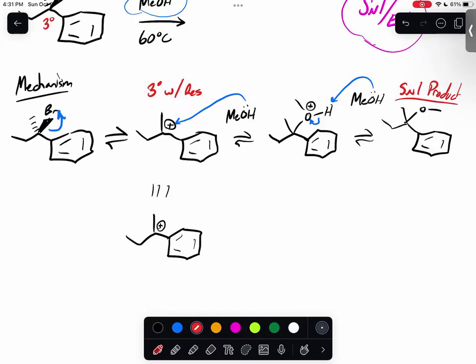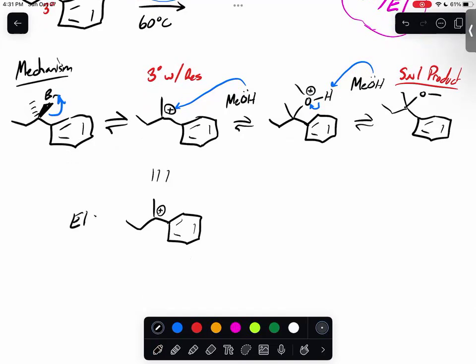For E1, we have multiple alpha positions to consider, because remember that E1 will always form the most stable, most substituted alkene it can. So in this case, since it's on a tertiary, there's three alpha positions. There's one here, here, and here. Now then, looking at these, we can say if we were to form an alkene here, this would give us a tri-substituted alkene. If we formed one here, it would be di-substituted. If we formed one here, it would be tetra. So we would say that going for the tetra is the best.